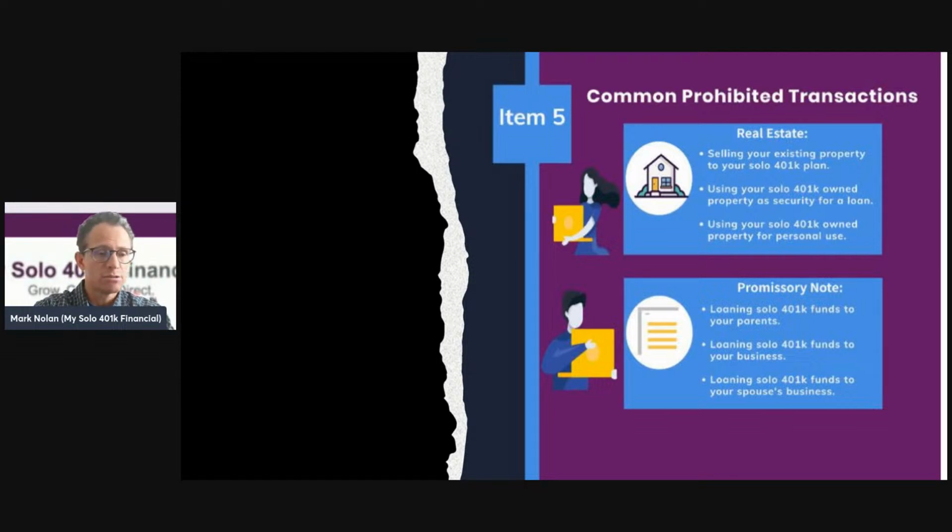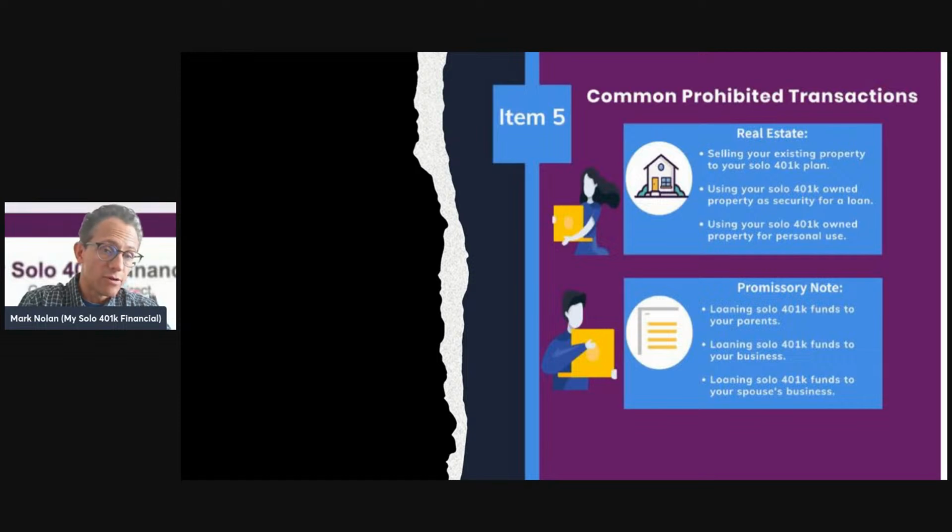You also cannot use the self-directed 401k owned property as security for a loan that you might get from a bank for you personally, or a loan to your own business from a bank. So it's prohibited to use any of the 401k owned investments, even equities. You cannot use those as security for a loan from a bank or an unrelated party out there.